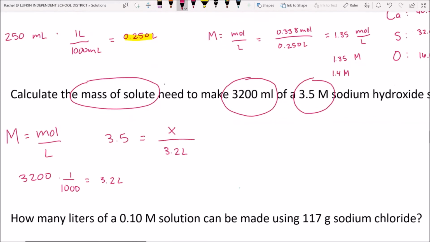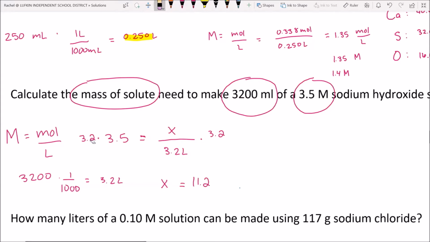So it says calculate the mass of solute needed. So we're going to find X first. And so when you solve for X, what are y'all going to get here? 1.09? So we should multiply both sides times 3.2, right? Because we're trying to get X by itself. It's all right. 11.2. And what is our unit going to be?